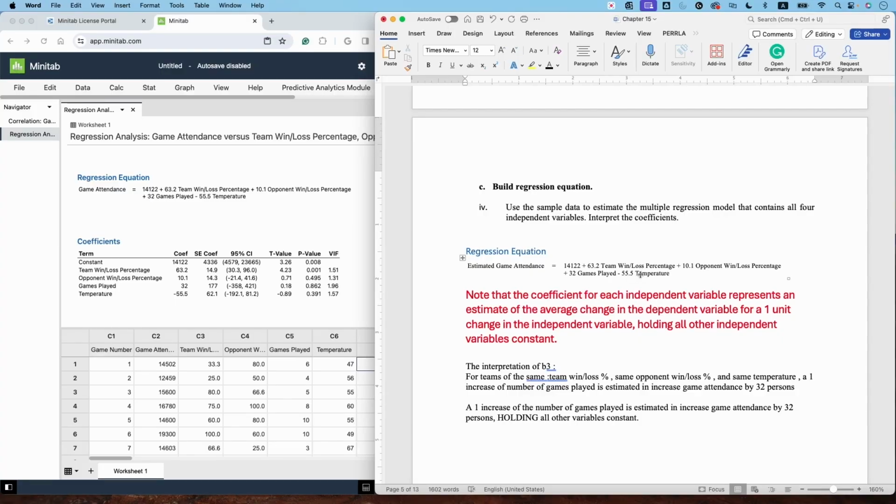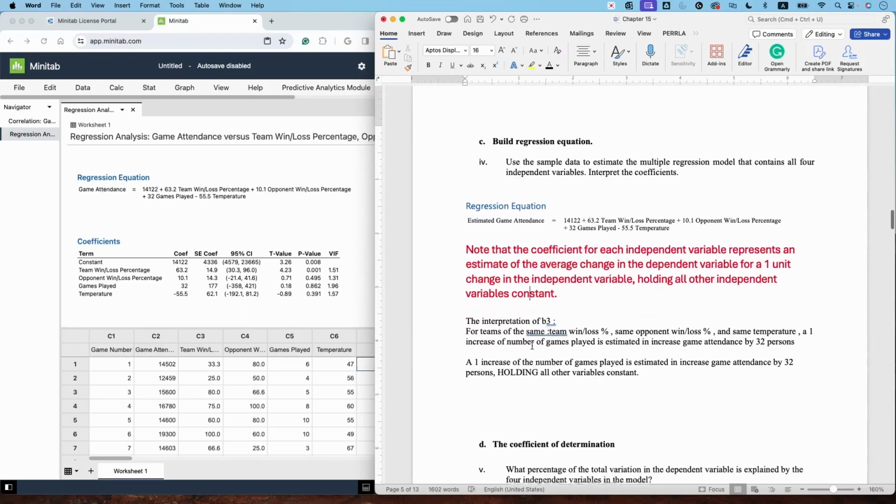For the temperature, I made a mistake because I just realized that we have a negative here. So a 1 unit increase in the temperature will result in a decrease of the people attending the game by 55 people. So we have a decreasing or a negative relationship here, okay? So this is for the interpretation of the regression model.